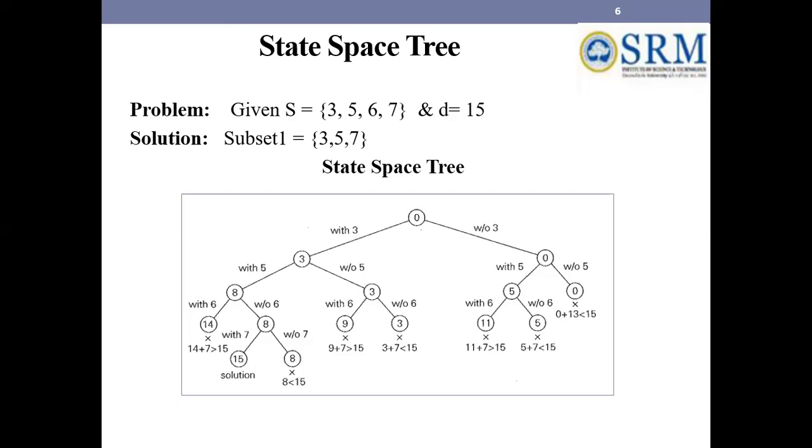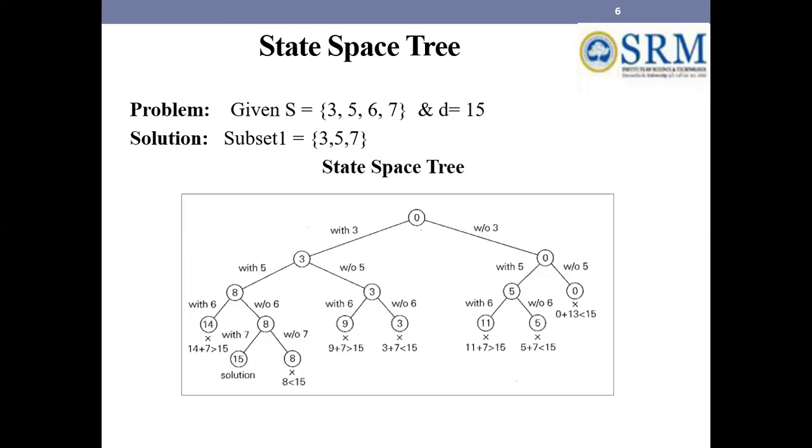And take 9. If you add 7, 9 plus 7 is 16, which is greater than the target. It's not feasible. And 3: 3 plus 7 is 10, which is less than 15, so it is not feasible, as it should be equal to 15. And for 11, 11 plus 7 is 18, which is greater than 15. Dead end, not a solution.